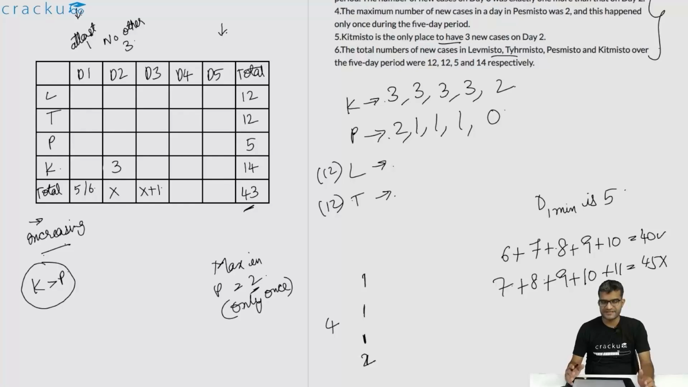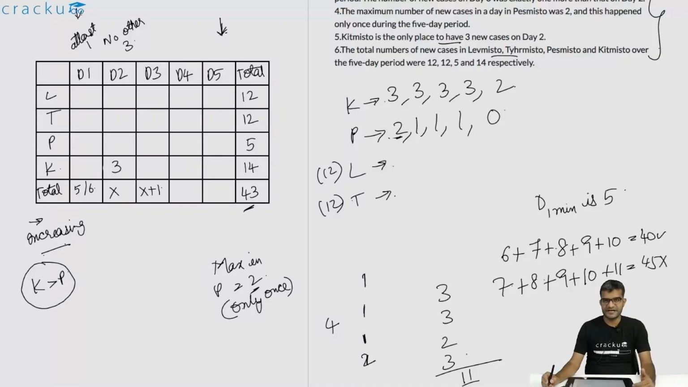Similarly, let us try to get a sense of what is the total on the last day, what is the maximum and what is the minimum. The maximum total on the last day will be if all of them are 3, 3, 2 and 3. Because the number of cases in K has only 2, it doesn't have a 3, and the remaining 3 cities we can have 3 cases on the same day. This would imply that the maximum possible is 11.